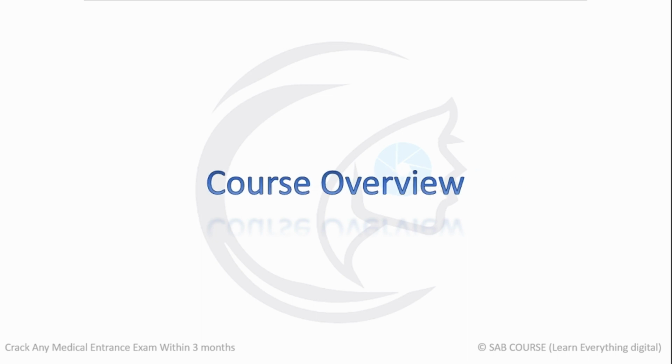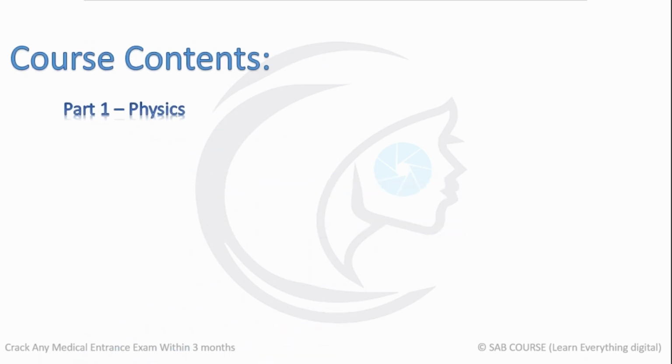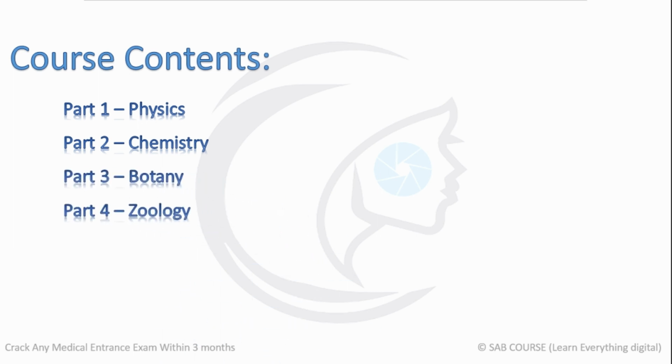This is Sam, and today we are going to overview the structure of the course that we are going to learn. Okay, without wasting time, let's dive into it. We have divided this course into 5 parts. Part 1 is physics and part 2 is chemistry. Under the biology sections we have part 3 botany and part 4 zoology, and finally there is the quad sections as part 5.